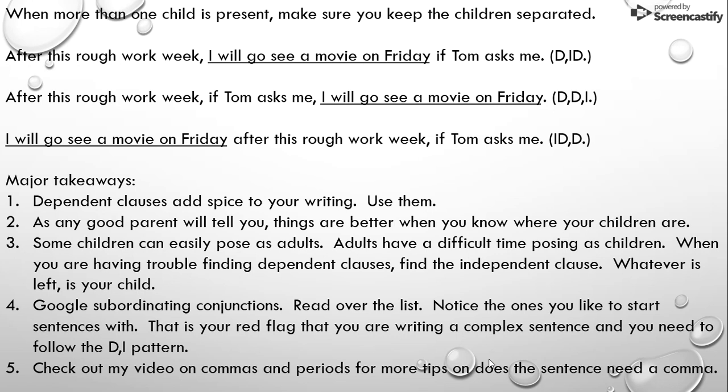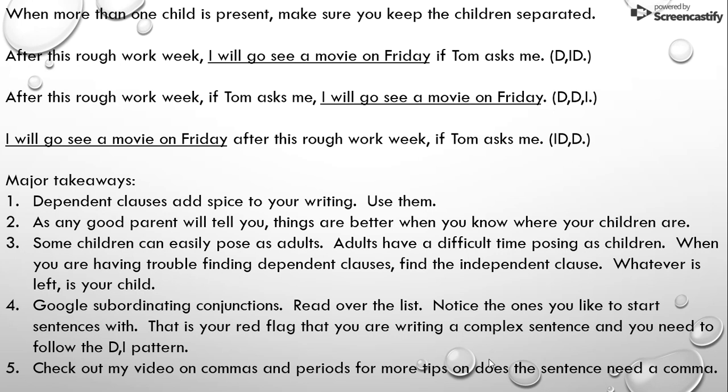The third thing I want you to take away is that some children can easily pose as adults. Adults have a difficult time posing as children. What I mean by that is sometimes students think that because something is bigger than something else, it's the adult. But if you look at that sentence up there, after this rough work week, I will go see a movie on Friday. The child is roughly the same size as the adult.